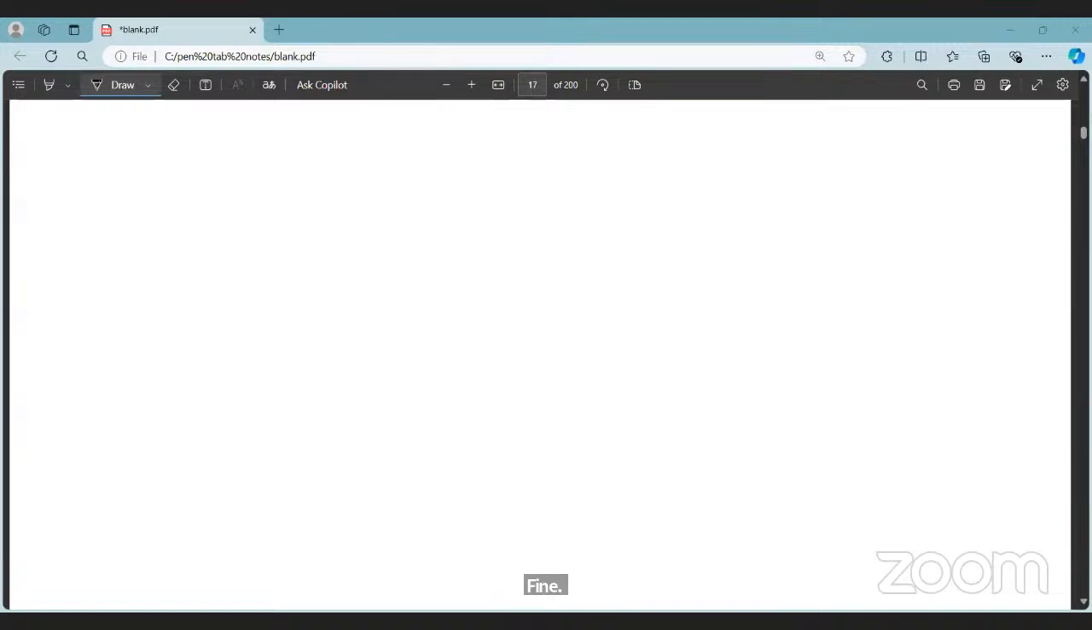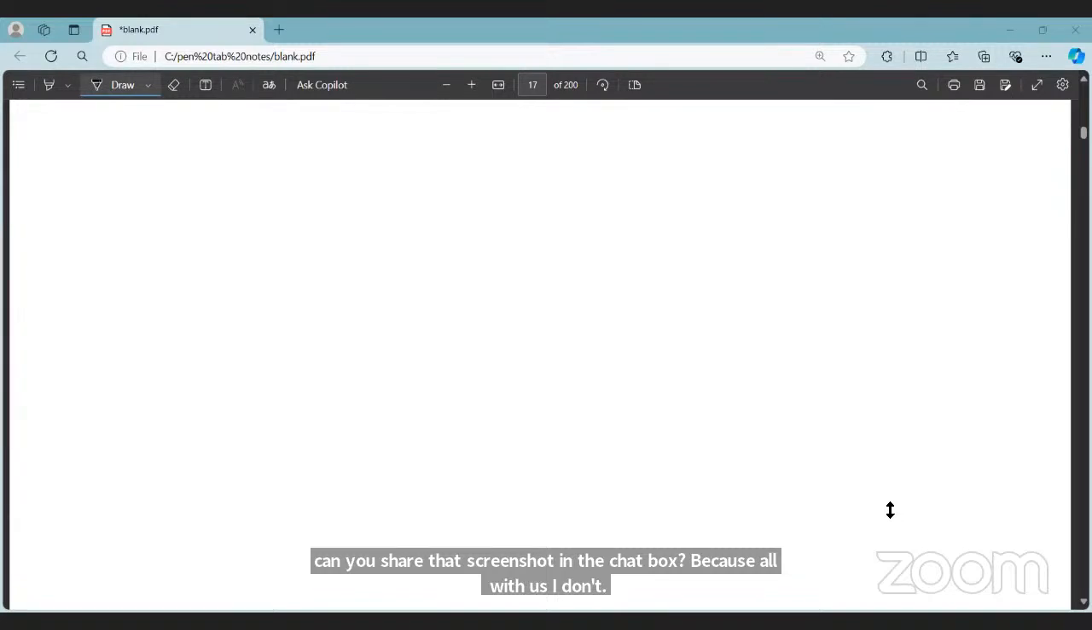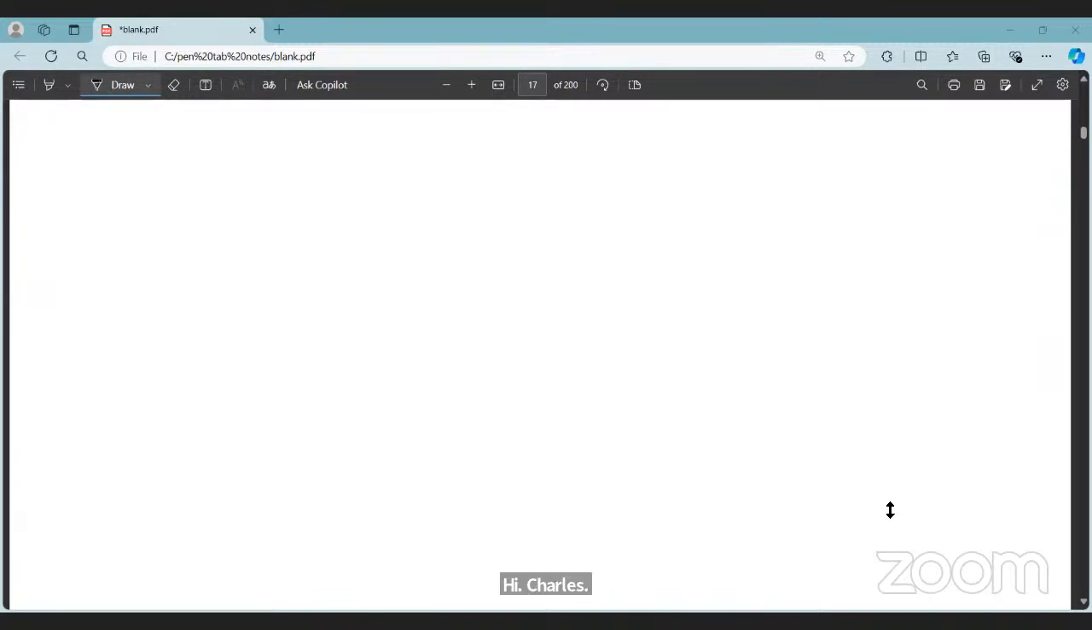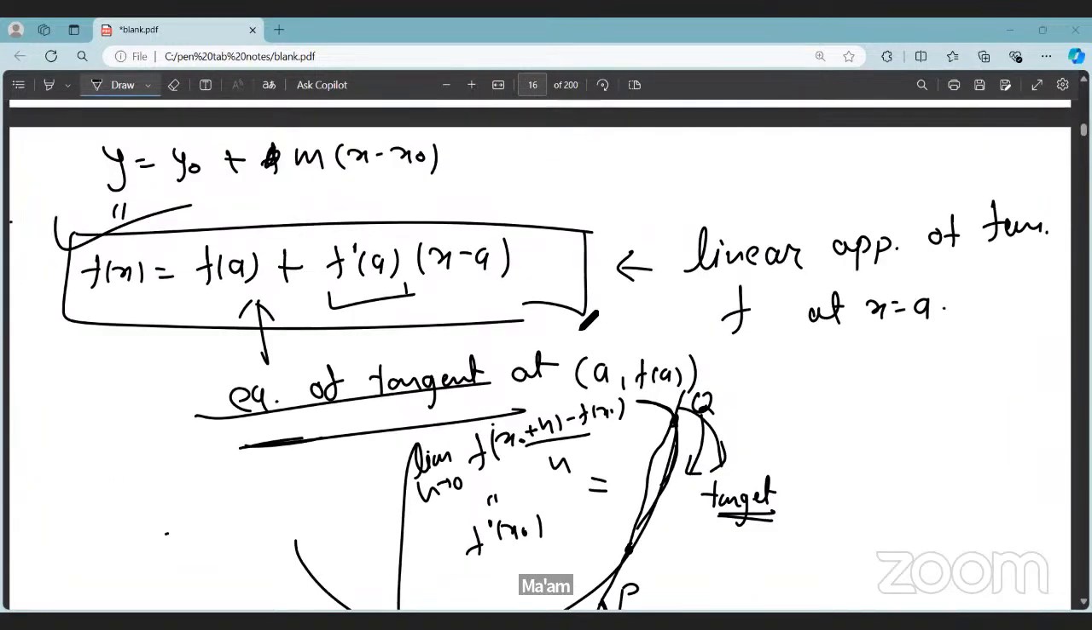Now let's do a couple of examples. Can we start with the linear approximation? We have one from Solve with Us, the last question. Can you share that screenshot in the chat box, because I don't have Solve with Us. They won't ask you to find the equation of the tangent or something else, because it's equal to the linear approximation only.